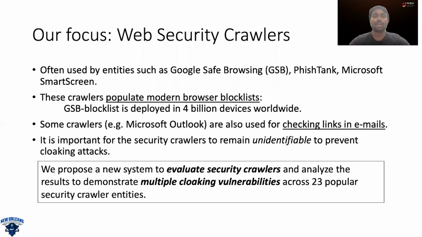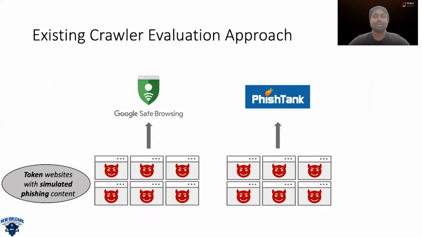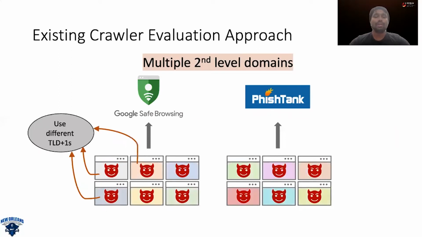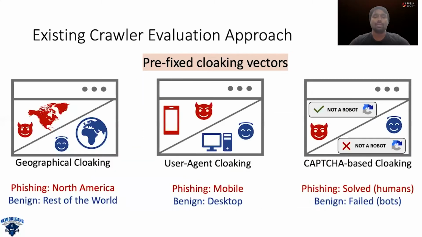Thus, we propose a new system to evaluate security crawlers and analyze the results to demonstrate multiple cloaking vulnerabilities across 23 popular security crawler entities. The existing crawler evaluation approach consists of creating token websites with content similar to phishing and submitting them to the web security crawlers. When web security crawlers receive this URL, they visit those URLs and some of them tend to get blocked. When such blocking happens, the entire second level domain gets blocked. Thus, a different second level domain is required for each phishing site.